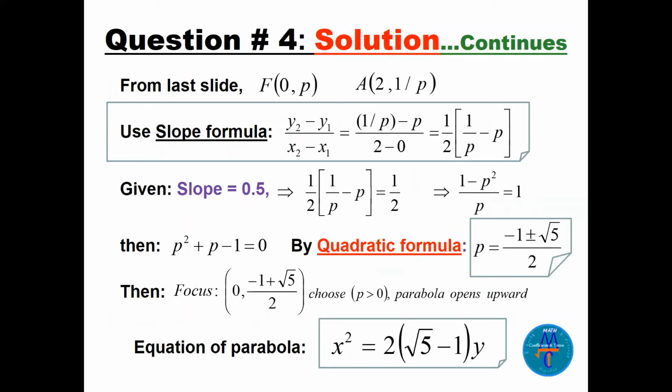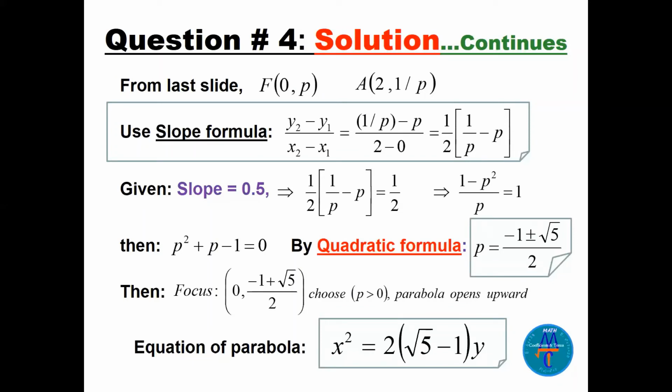So from the last slide, I have the point F, (0, p). I have the point A, with 2 in the x and 1 over p in the y. Let's use the slope formula, y2 minus y1 divided by x2 minus x1. So (1/p minus p) divided by (2 minus 0). See, 2 minus 0 is 2. Just simplify it here, (1/p minus p) over 2. This is the slope, half. See, I make here a simple equation. No, it's not simple, but maybe it's a nice equation. Half times (1/p minus p) equals half.